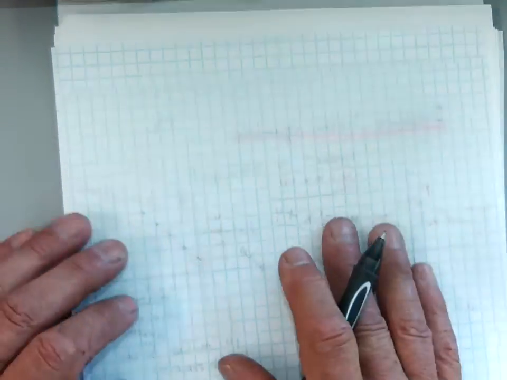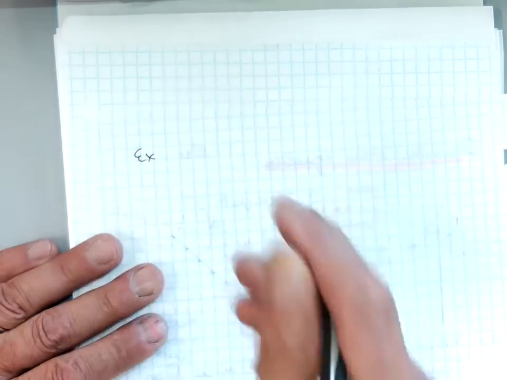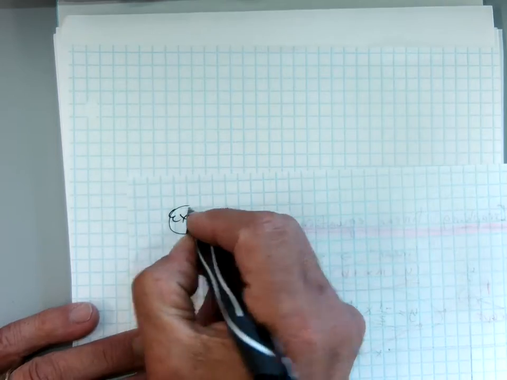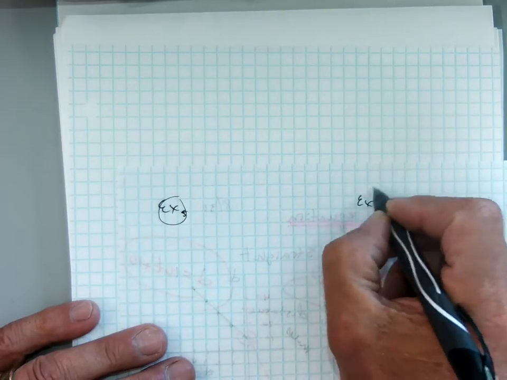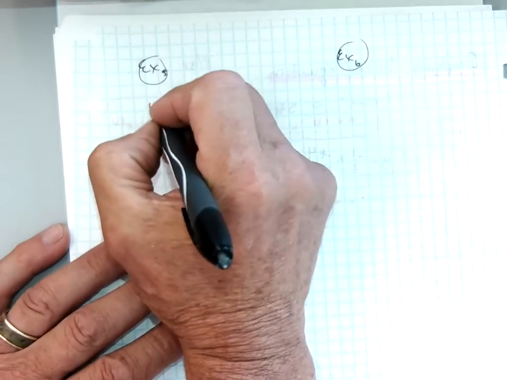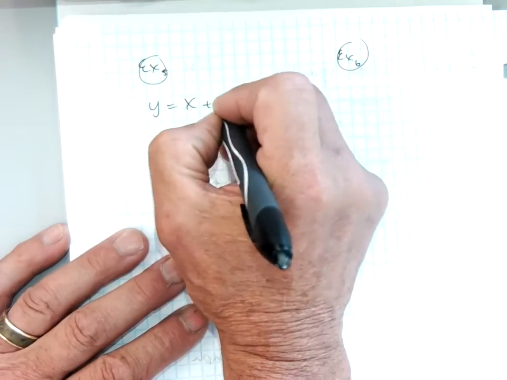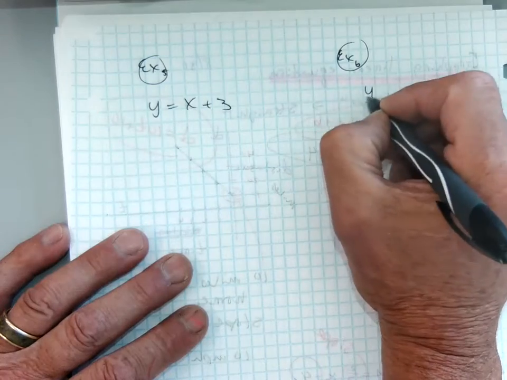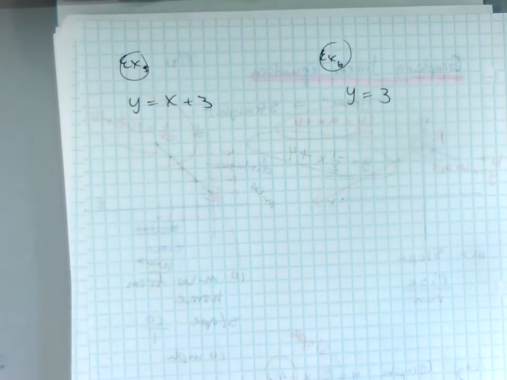Okay, all right, I'm going to put 2 examples down side by side, okay? Example, what number am I on now? 5. And example 6. One is y equals x plus 3, and the other is y equals 3. So I want to look at both of these, okay?